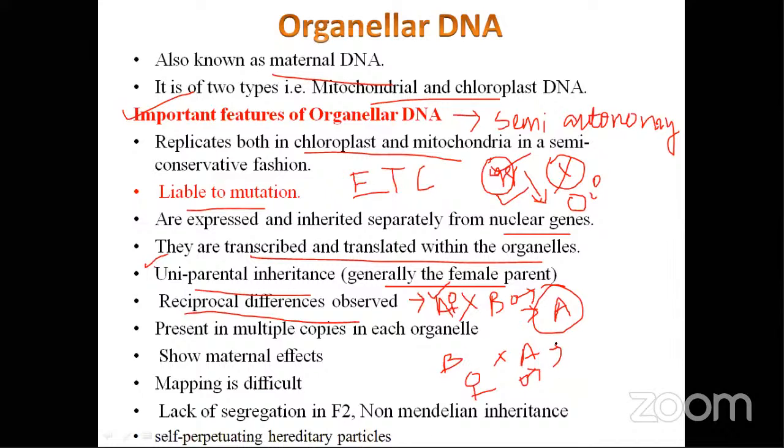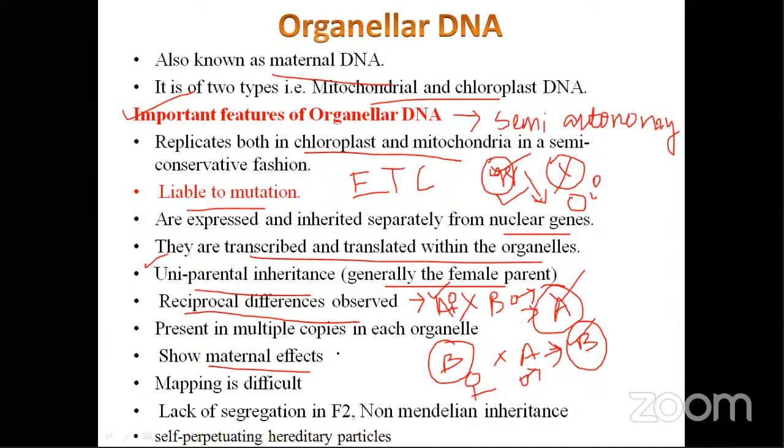And in the progeny of this particular cross, what cytoplasmic genes will go to the progeny? Here, whatever cytoplasmic genes will be, so that's why they call that reciprocal differences are observed. So this is very important. And how it is observed, I think it's clear. Then it will show maternal effect. Maternal effect I will be discussing explicitly in the next two or three slides.